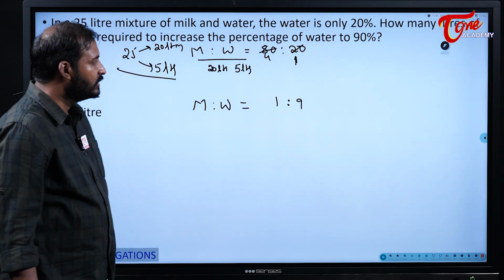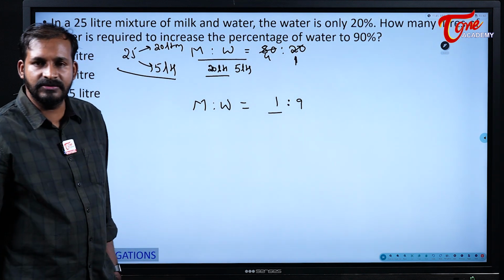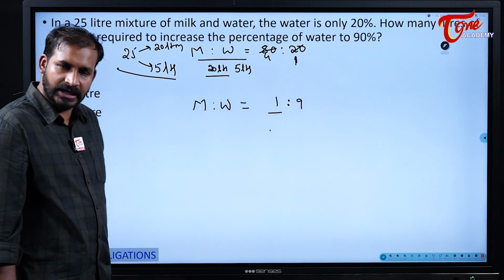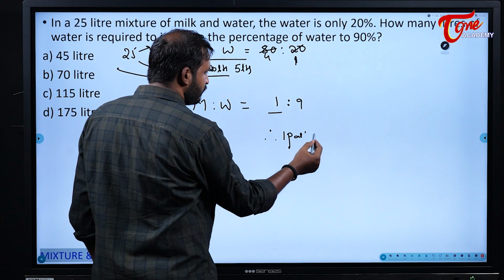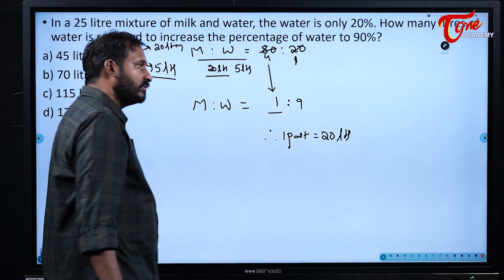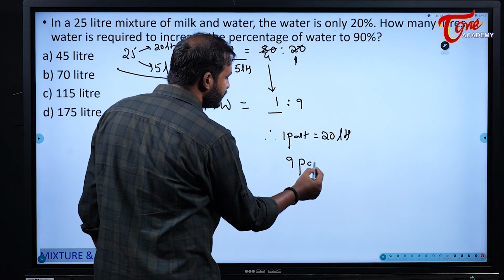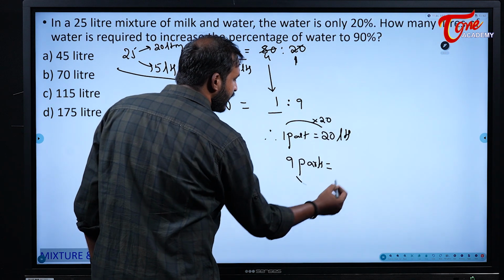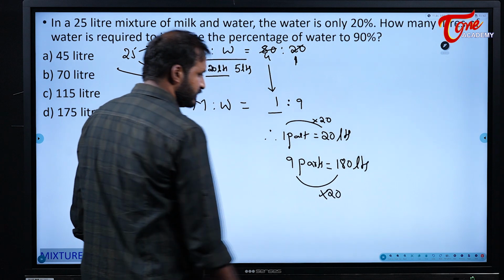Understood? Now, is there any change in my milk quantity? There will be no change in my milk quantity. So, the same 20 liters will be there here. Therefore, 1 part is equal to 20 liters. Now, 9 parts will become 9 into 20, which is 180 liters.